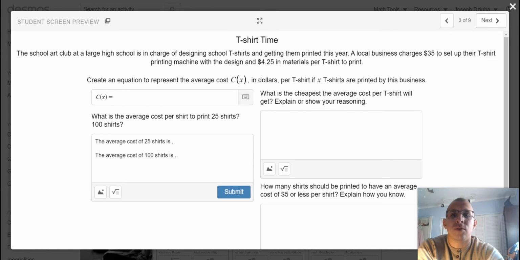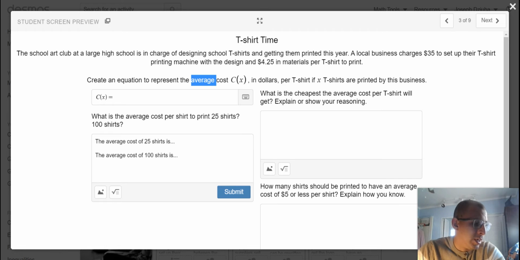So at school, we have the art club who is designing and printing T-shirts. A local business is going to charge them $35 to set up shop and $4.25 in materials per T-shirt to print. You're supposed to create an equation to represent the average cost per T-shirt if X T-shirts are printed by this business. I want to take a moment here to remind you that when you're calculating the average of anything, it could be the average cost, the average sales, the average of a data set, the average of weights of professional basketball players, you must divide by some quantity.